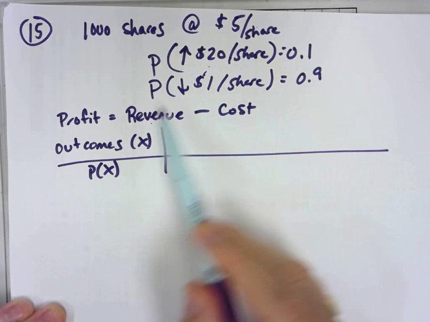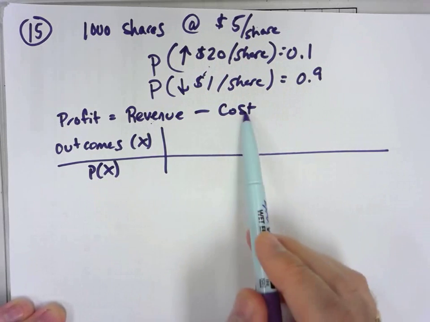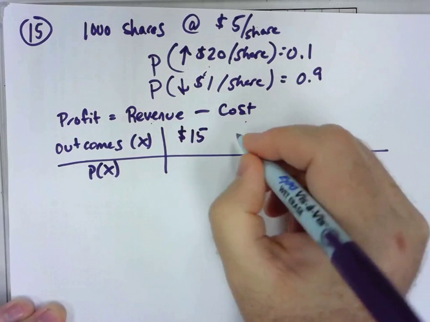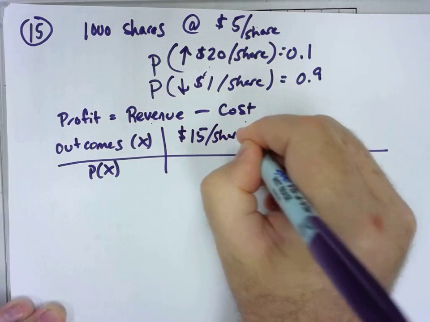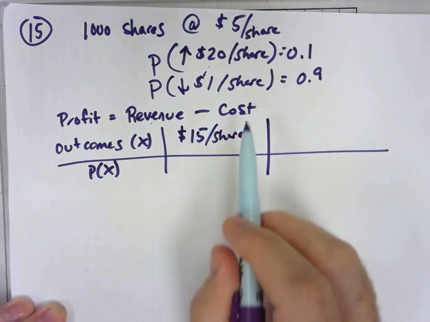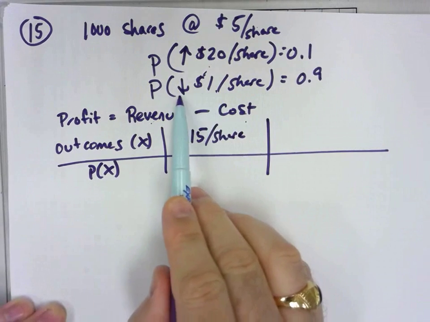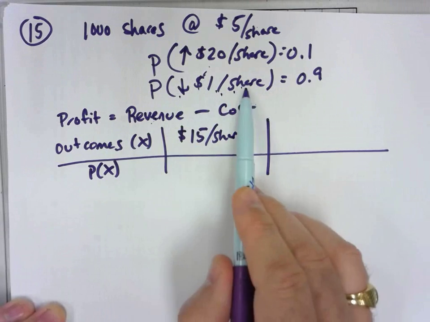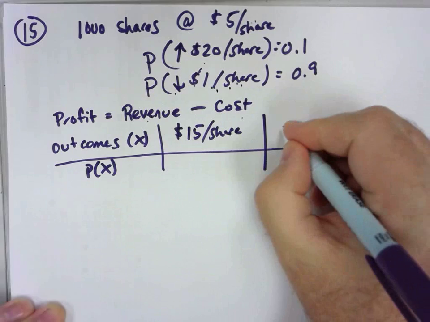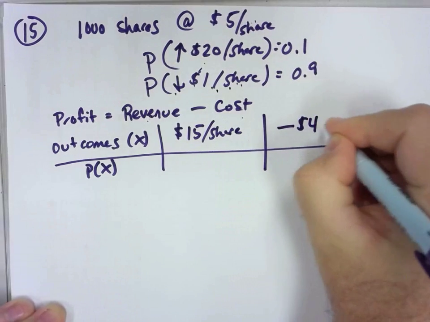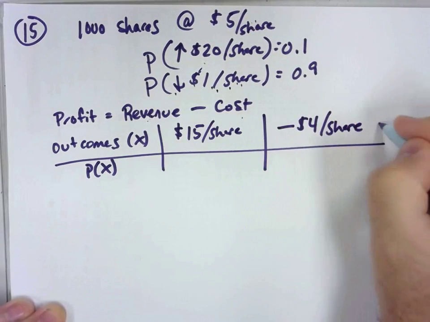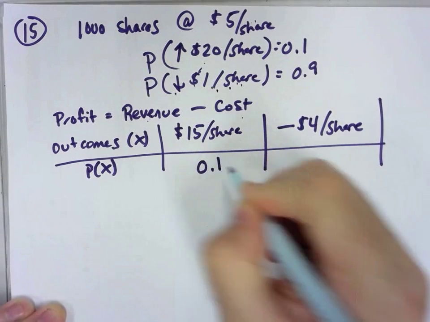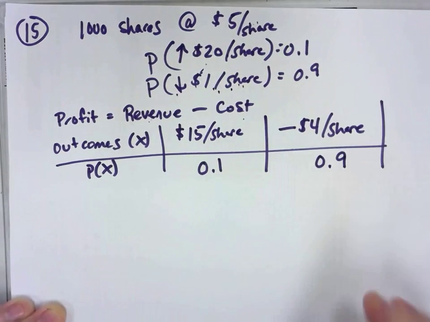$20 is her revenue, $5 is the cost, so 20 minus 5 is $15 per share. And then here, if it drops to $1, her revenue is $1 minus her cost of $5. That would be minus $4 per share. Okay? And the two probabilities are 0.1 and 0.9.